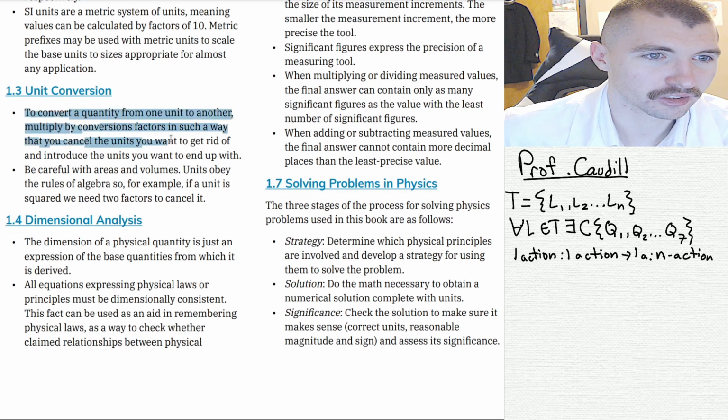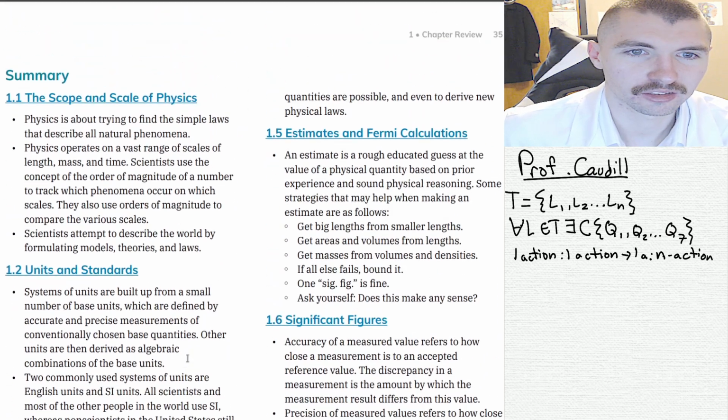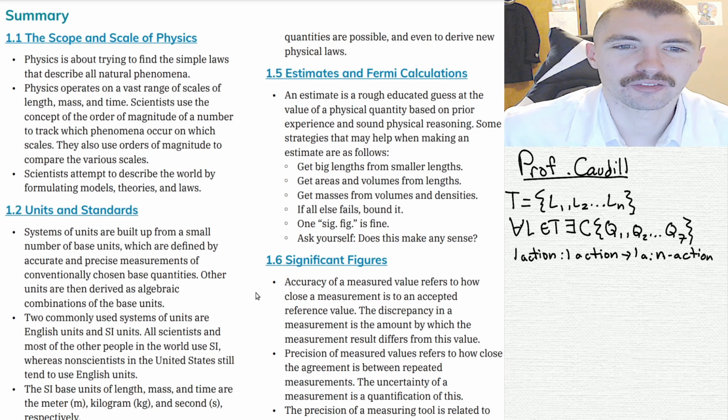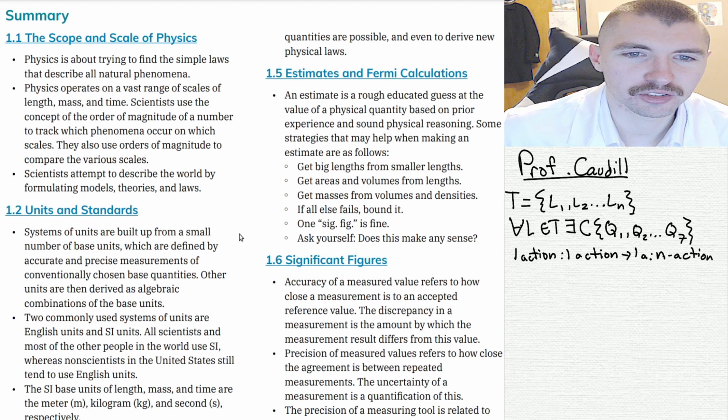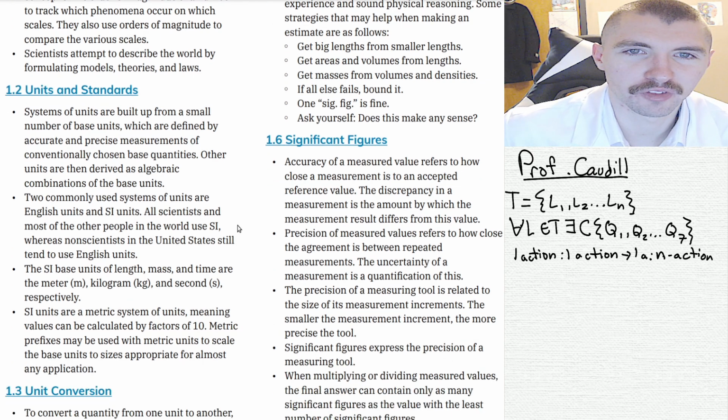Unit conversion, this is very hard. It was very, very hard for me, probably the hardest part of this chapter. All equations, especially physical laws, must be dimensionally consistent. So you have to check to make sure you're not violating the rules of dimensions. Estimates and Fermi calculations: get big lengths from small lengths. Round it. Ask yourself, does it make sense? Kind of rules of thumb.